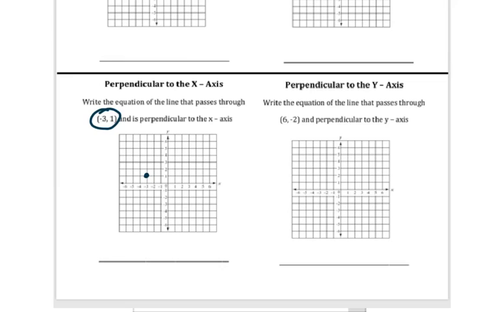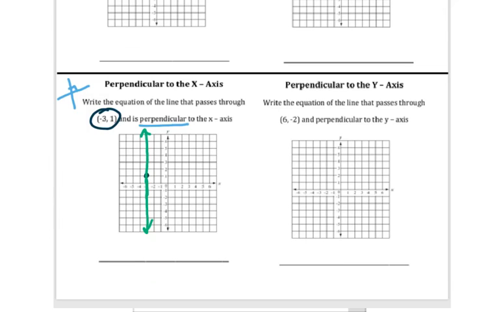Perpendicular to the x-axis. So here is the x-axis. We said perpendicular means they cross at 90 degrees. So for a line to be perpendicular to the x-axis, it's going to cross through it like this. That is perpendicular to the x-axis. Notice it makes a 90-degree angle between my line and the axis. So that is the line that passes through (-3, 1) and is perpendicular to the x-axis.